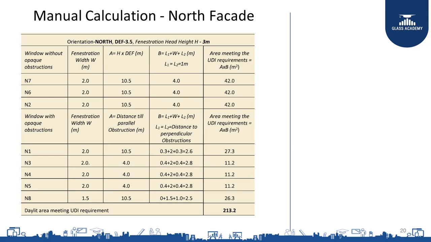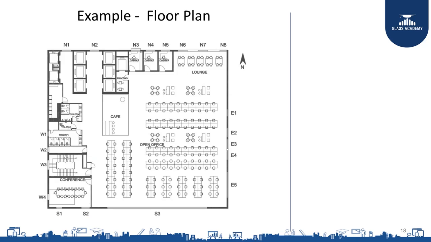The calculation is very simple. First we take the windows which do not have opaque obstructions in front of them. Windows N7, N6 and N2 don't have opaque obstructions. Let us see the drawing again. So N6, N7 and N2 do not, and the remaining windows have obstructions in front of them.